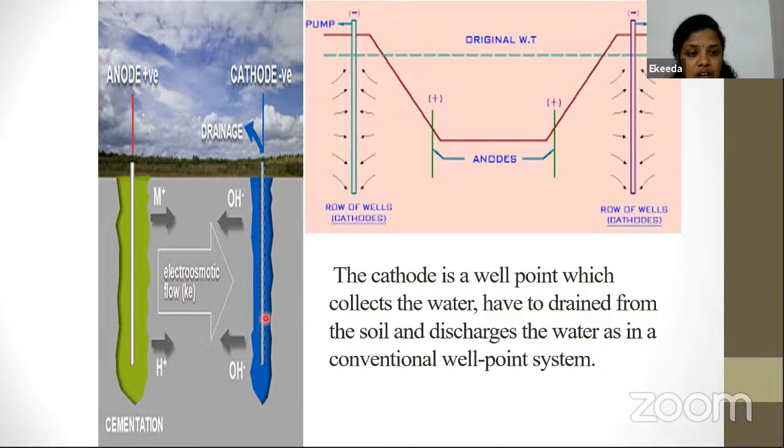H positive along with some water will be moving towards this cathode, and it is represented as an open well. So water that is reaching this well can be directly pumped out. The cathode is a well point which collects the water, drains it from the soil and discharges the water as in a conventional well point system.